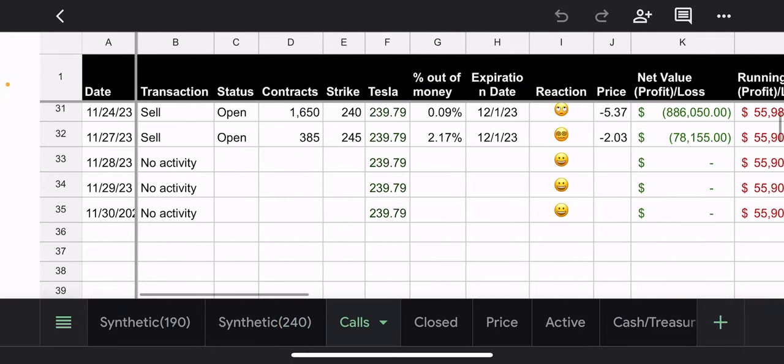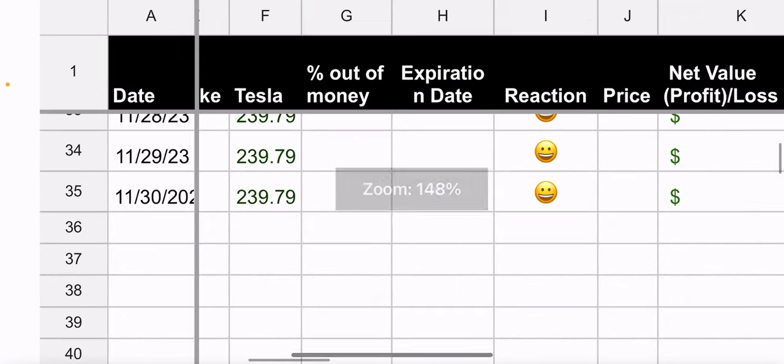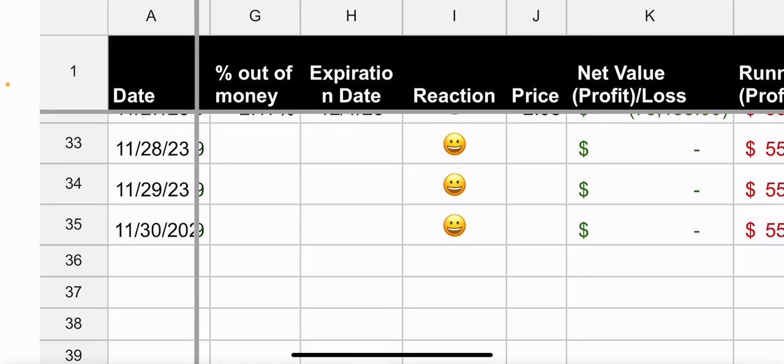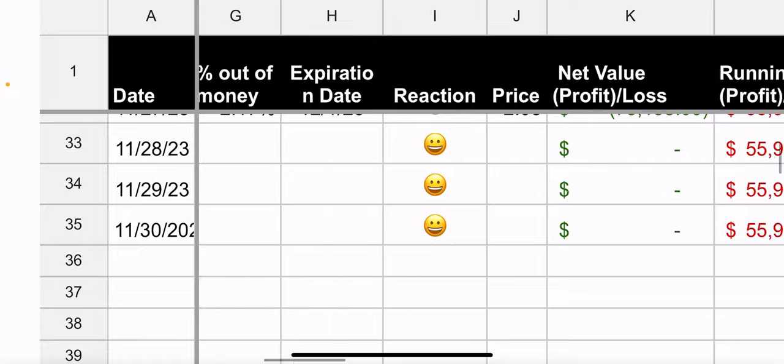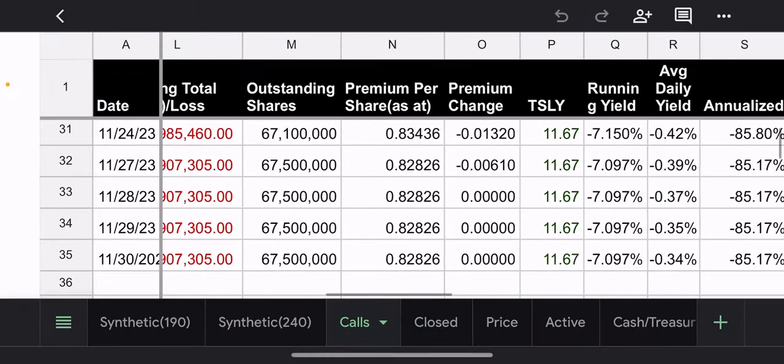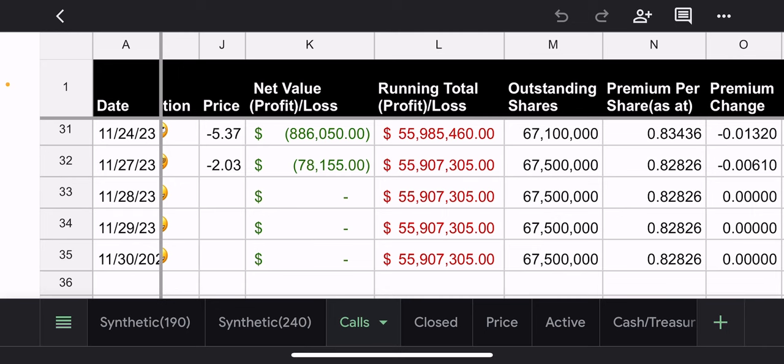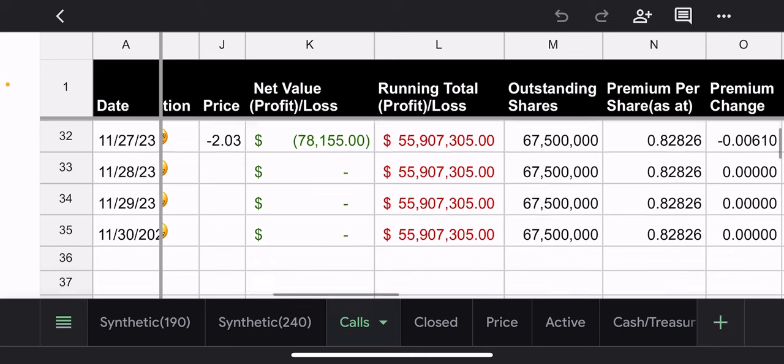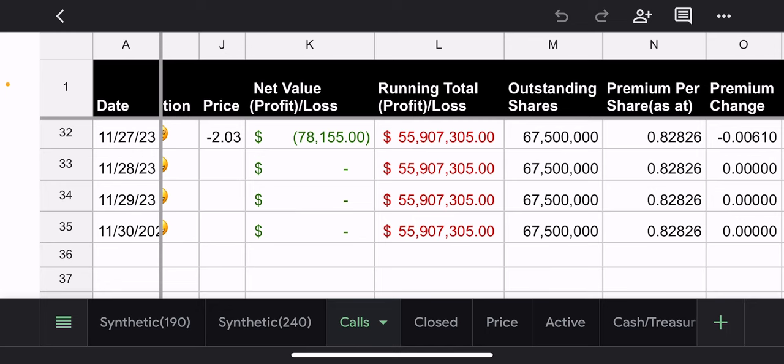Calls, as you can imagine from what I was stating before, no activity. And again, it's very unusual. But I'm still throwing that happy face out there because JEPY and QQQY were at month end and they're keeping me busy. So I'm okay with that. But long story short, the running total for the short calls for the month is still a debit of 55.9 million. So they're not helping matters if they're not selling calls when they can. Let's just assume they can't. Let's assume the outstanding shares are still 67.5 million.